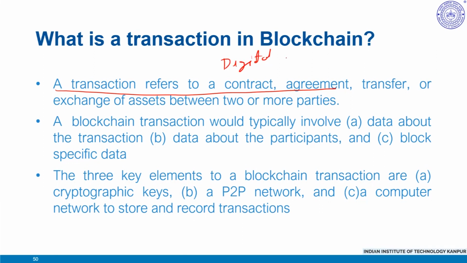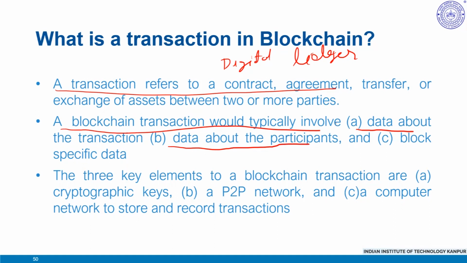Digital ledger, as we discussed at the beginning of the lesson. A blockchain transaction could typically involve data about the transaction, such as the date, time, amount of money paid, place, etc. Data about the participants of the blockchain transaction, such as the username or identity maybe. And blockchain-specific data, such as block-specific data or a hash, a unique code that distinguishes one block from another.